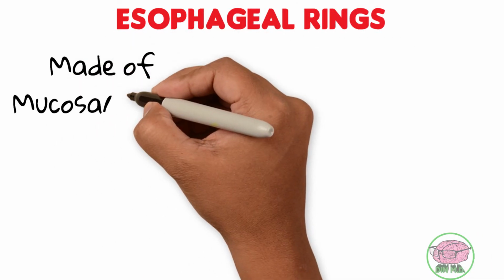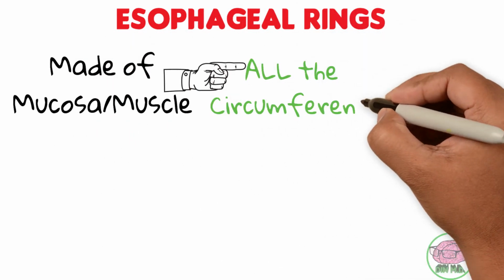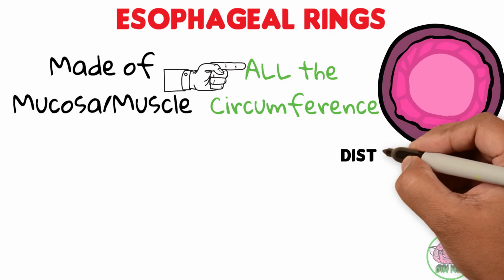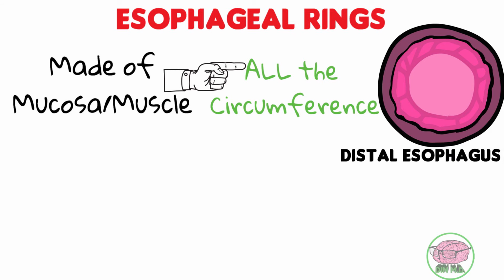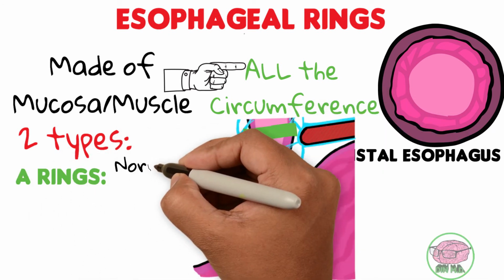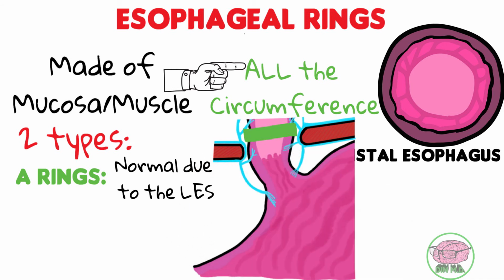Esophageal rings are strictures that are made up of mucosa and/or muscle that occupy the entire circumference of the esophagus. They usually occur in the distal esophagus, meaning the final thoracic or abdominal esophagus, and they are divided into two types of rings. A rings are located above the C-line and are normal. They are due to the contraction of the strongest part of the lower esophageal sphincter.